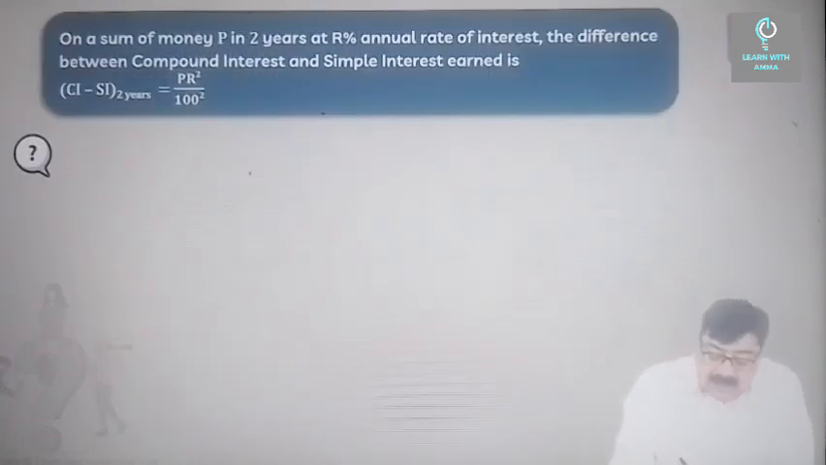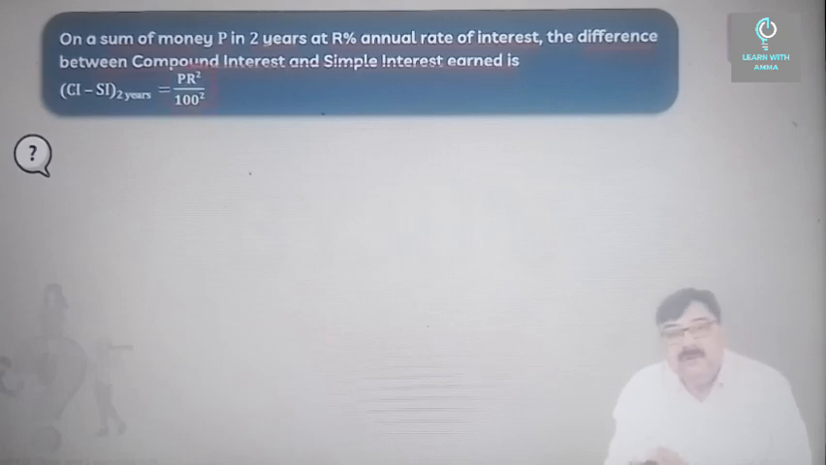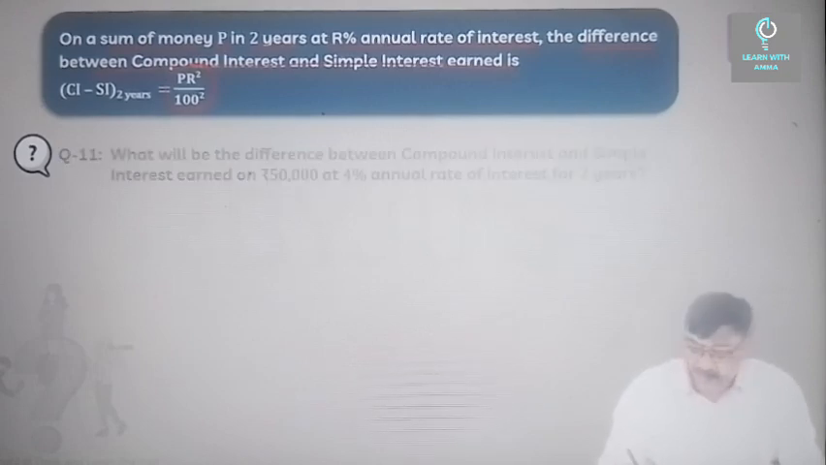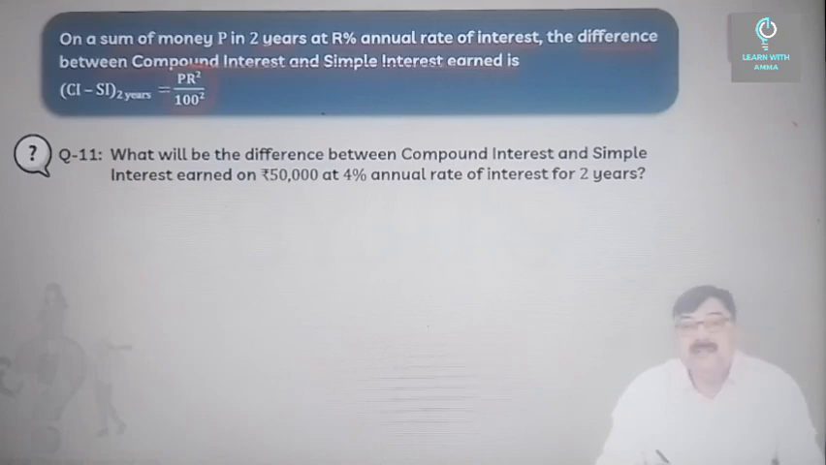Now, on a sum of money P in 2 years at R% annual rate of interest, the difference between compound interest and simple interest earned is PR square by 100 square, a very important formula. So for 2 years, if you need to find out the difference between compound interest and simple interest, you can use the formula PR square by 100 square. That's it. Now, let us apply this formula in a question that follows.